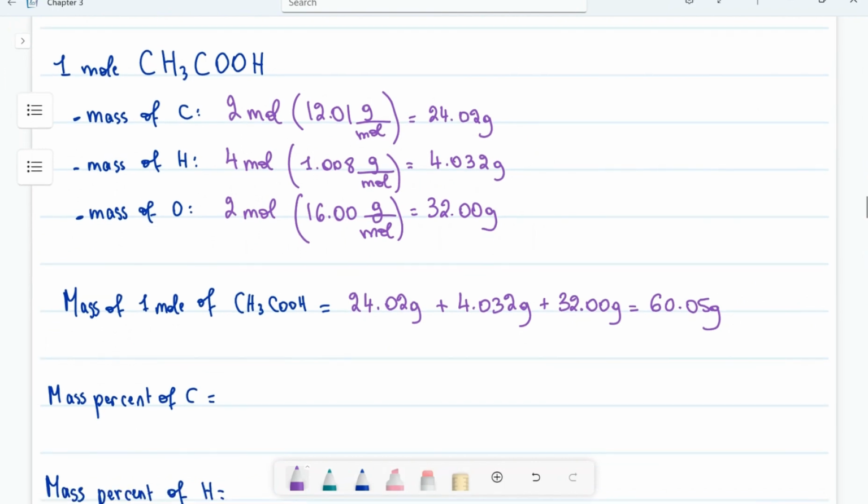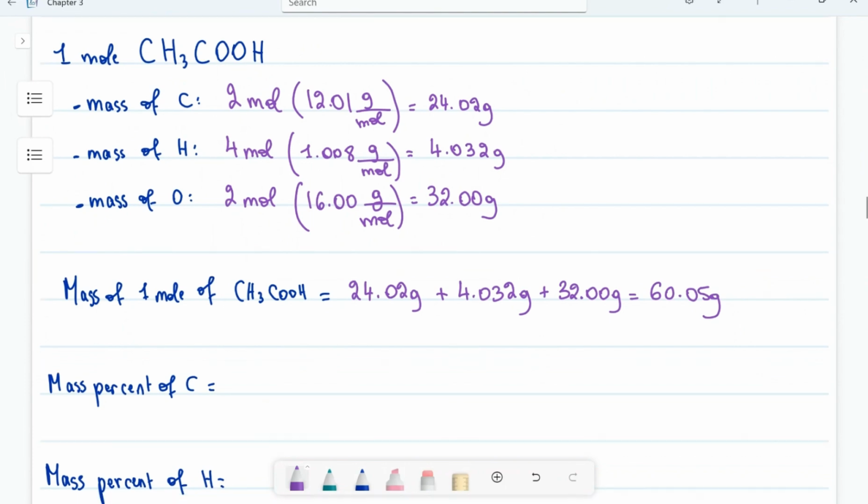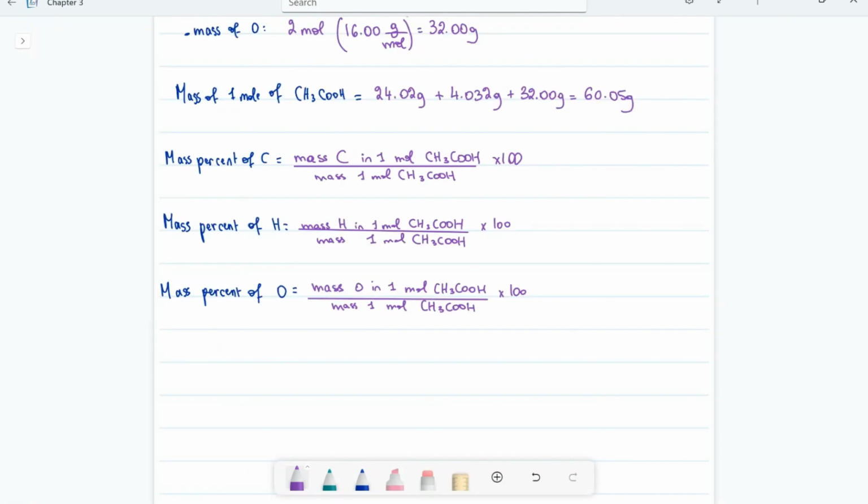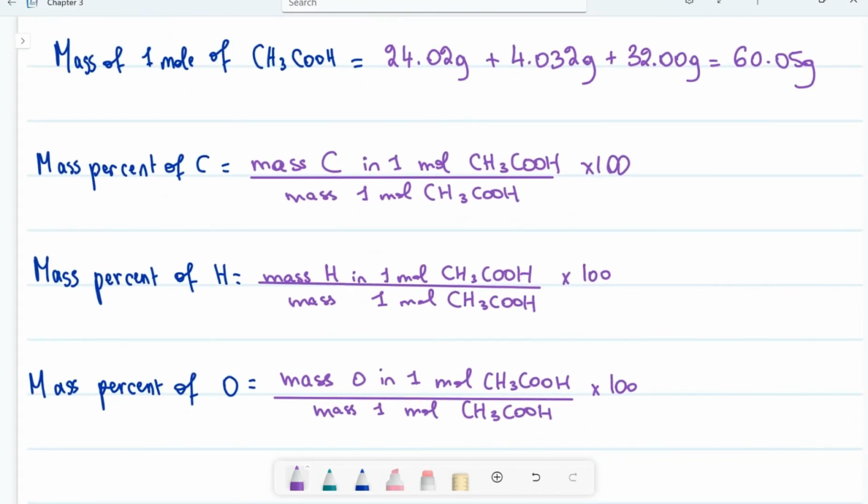Now, we would like to find the mass percent of C, the mass percent of H, and the mass percent of O. So this is how we find the mass percent of C. We take the mass of C in 1 mole of CH3COOH, and we divide it by the mass of 1 mole of CH3COOH, and of course we multiply by 100 because we're finding the percentage.